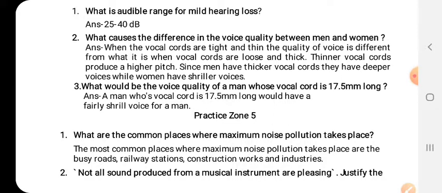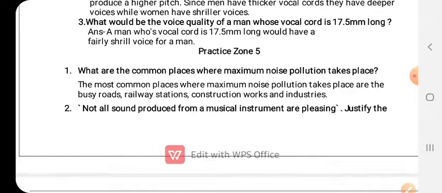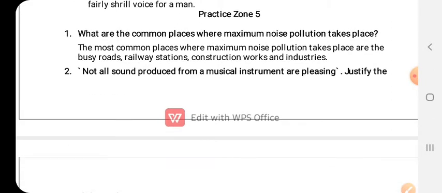That is the pitch, that is, the different size of the vocal cords. It defines the quality of the sound between men and women. Next is, what would be the quality of the voice of a man whose vocal cord is 17.5 mm long? It will have a shrill voice, right? Next is practice zone 5.